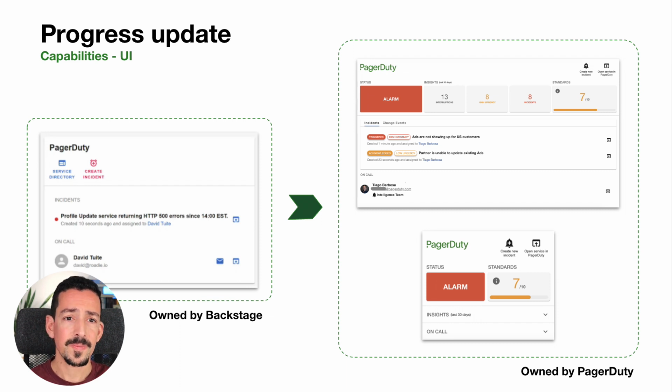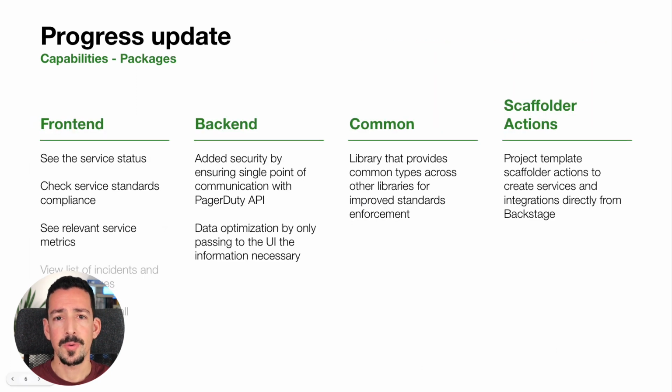And so if you look into the progress in terms of the capabilities and the different types of packages that we have, like the front end plugin, we now have the back end plugin, we have a common library as well, and we have recently launched the scaffolder actions, which is a backend module that we have released. And I'll just go very quickly over what these provide.